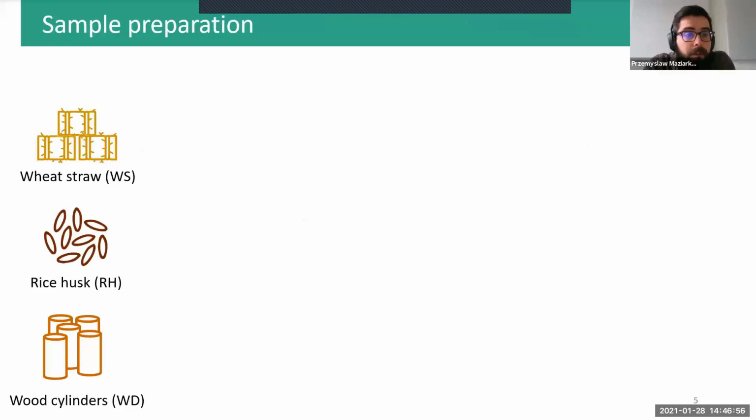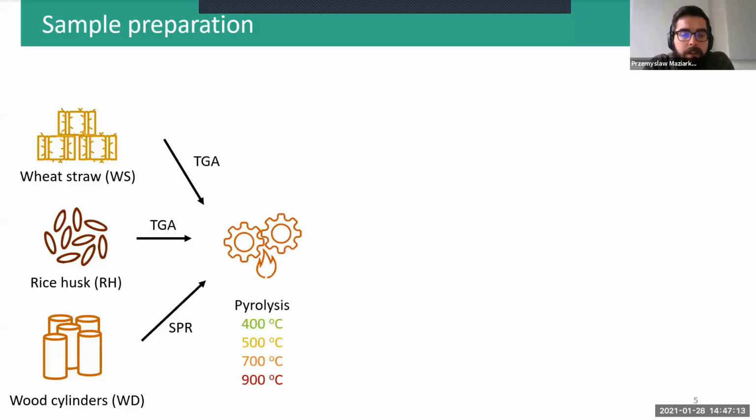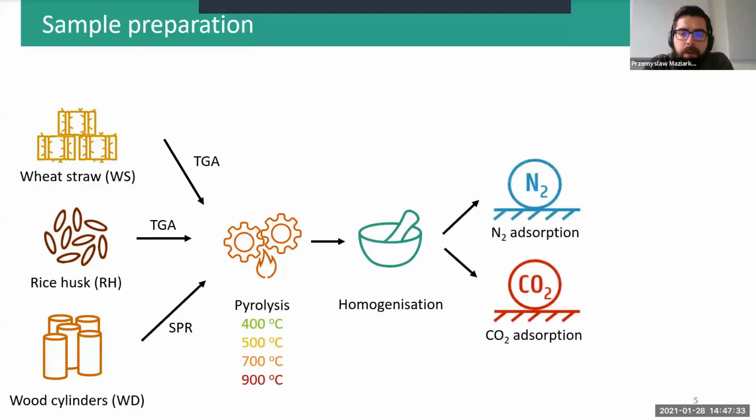We decided to use 3 different feedstocks: wheat straw, rice husk, and wood cylinders. Two of them were pyrolyzed in the TGA, and the third one, due to the larger size, was pyrolyzed in a single particle reactor. They were pyrolyzed at 4 different temperatures: 400, 500, 700, and 900 degrees. Then the biochars obtained from the specific matrix point of the research were homogenized, so ground to reduce the influence of macropore diffusion during the measurement. And then the samples were measured with nitrogen and carbon dioxide adsorption.